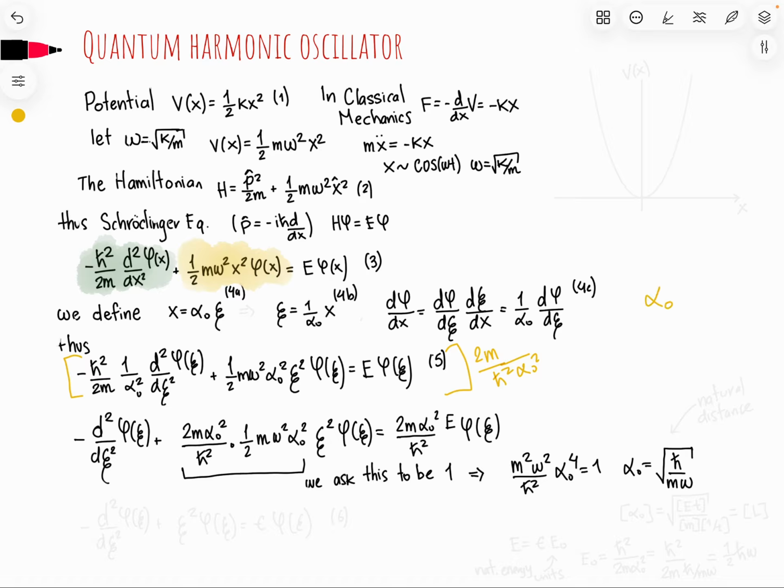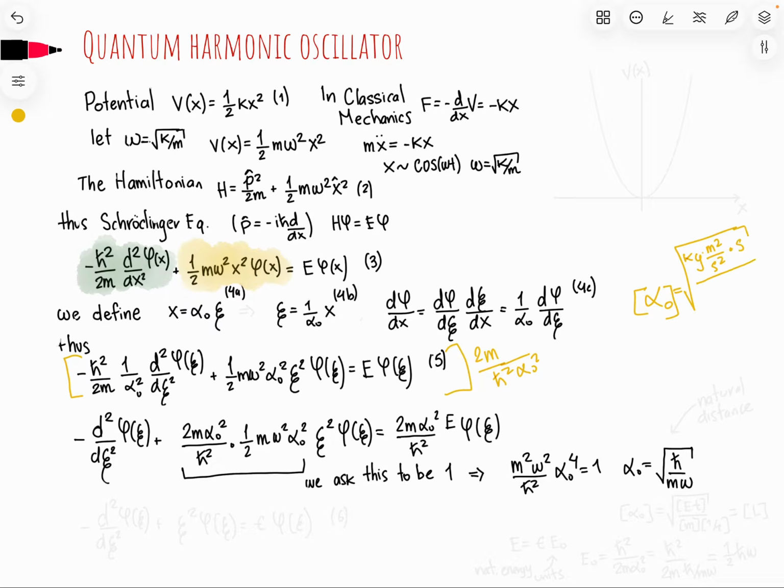So alpha 0 should be equal to, let's analyze its units, right? So alpha 0 has units of the square root of h bar, which has units of energy. Let's do it in the international system, where the unit of energy is the joule, which is kilogram times meter squared over seconds squared, times the time, right? Because h bar has units of action, so it has a second here.